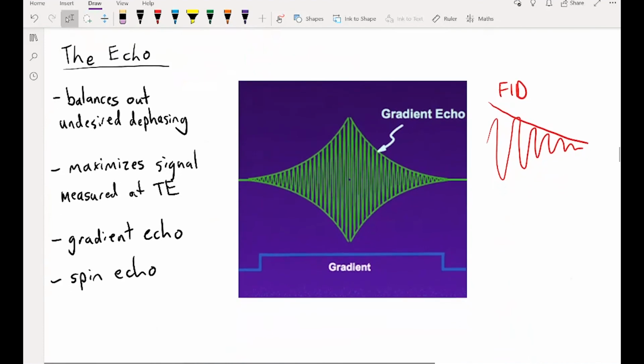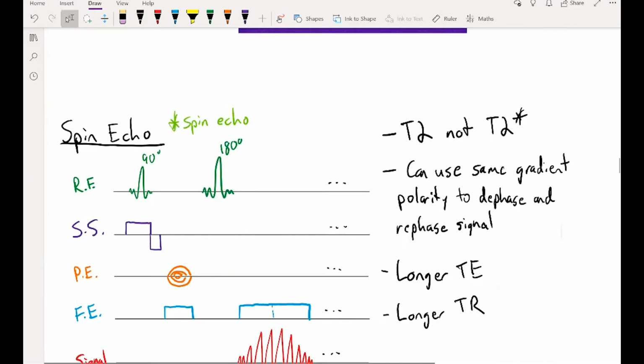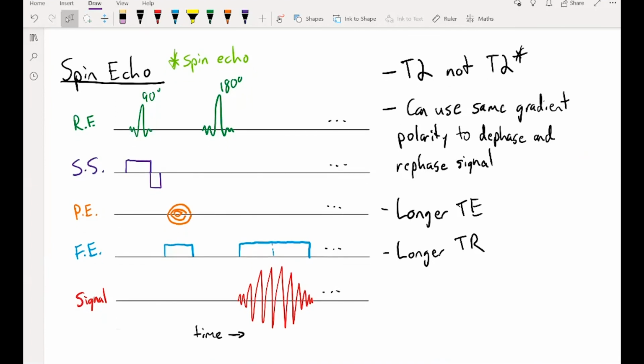I talked a little bit about the echo and its benefits. It balances out our dephasing that we don't want, and it maximizes the signal that we can collect at any given time, any given TE. And then I talked about spin echo, which uses a 180-degree pulse to let us measure signal decay based upon T2, not T2 star. And it allows us to cancel out any unwanted dephasing that we might have due to B0 field imperfections, gradient imperfections, machine error, or conductive materials in the body. Anything like that gets removed when we use spin echo, although it does take a little bit more time.